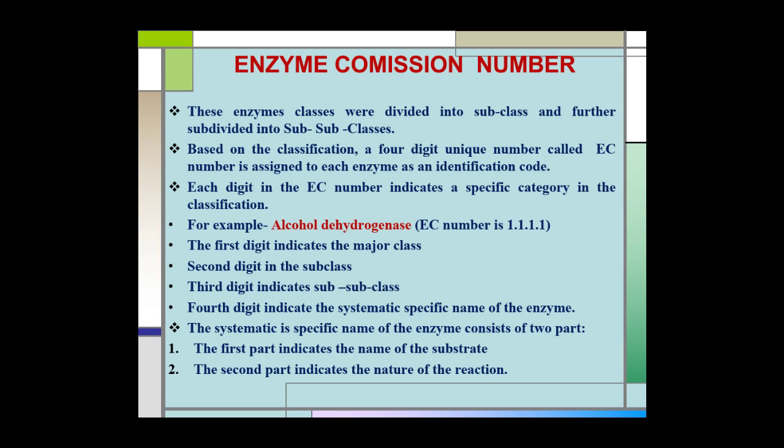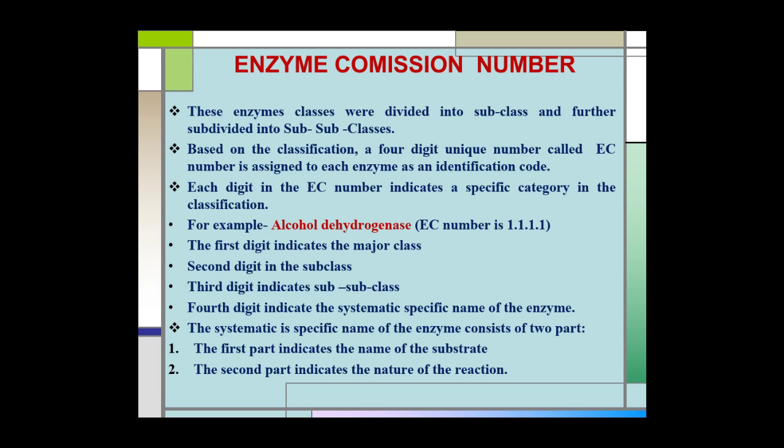Enzyme Commission number. These 6 classes of enzymes were divided into subclasses, and these subclasses are further divided into subclasses. Based on the classification, a 4-digit unique number called the Enzyme Commission number is assigned to each enzyme as an identification code. Each digit in the Enzyme Commission number indicates a specific category in the classification.